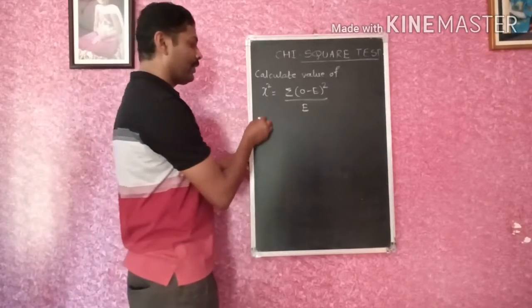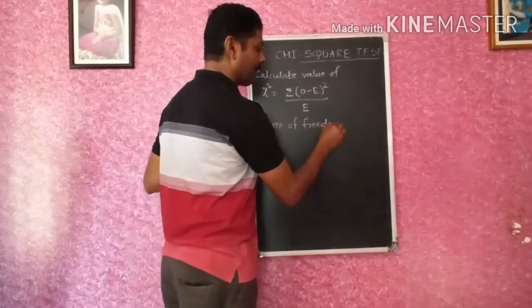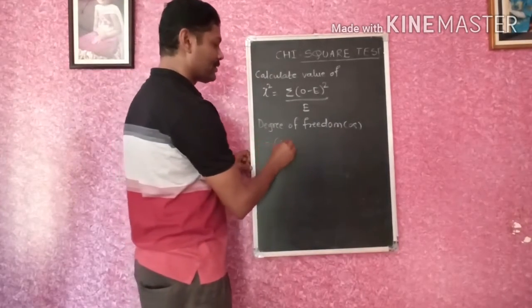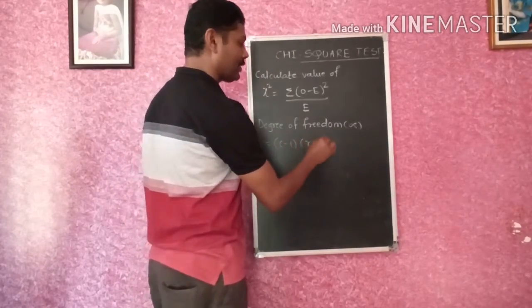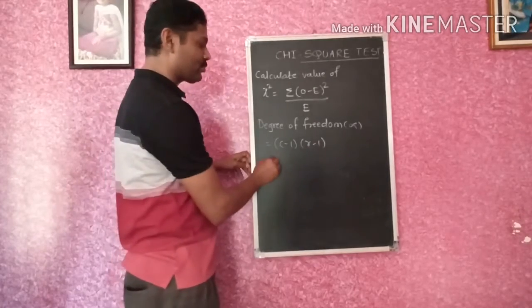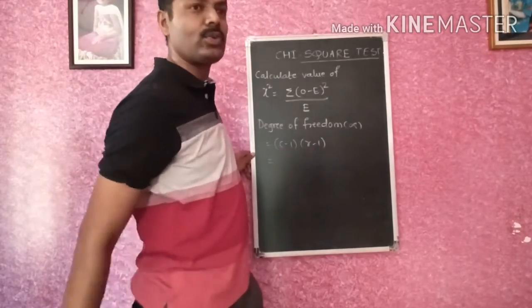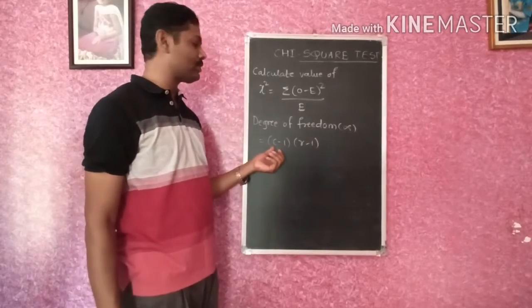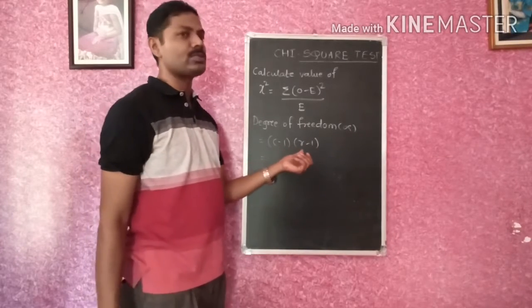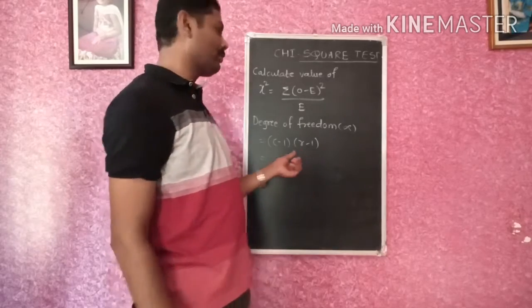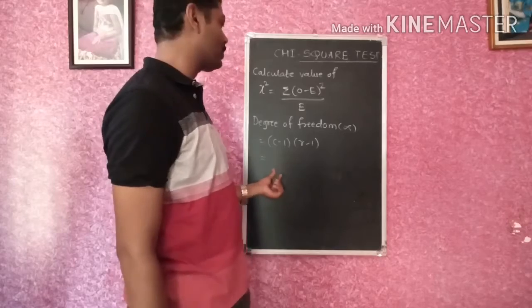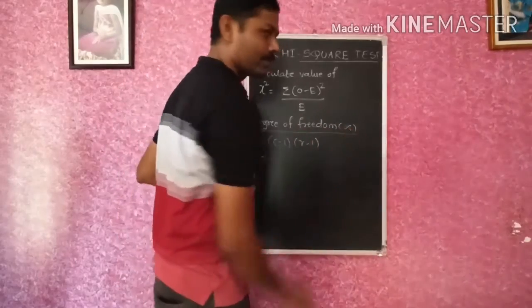After this, we have to find the degree of freedom. Degree of freedom is denoted by alpha and has the formula (C minus 1) into (R minus 1). C stands for number of columns and R stands for number of rows. Suppose in our example we have 2 columns, then put C equal to 2, and 2 rows, then put R equal to 2. We get 2 minus 1, which is 1, and 2 minus 1, which is 1. 1 into 1 is 1. So 1 degree of freedom.